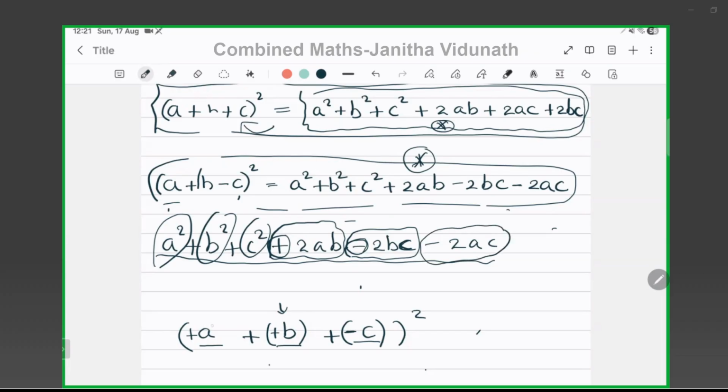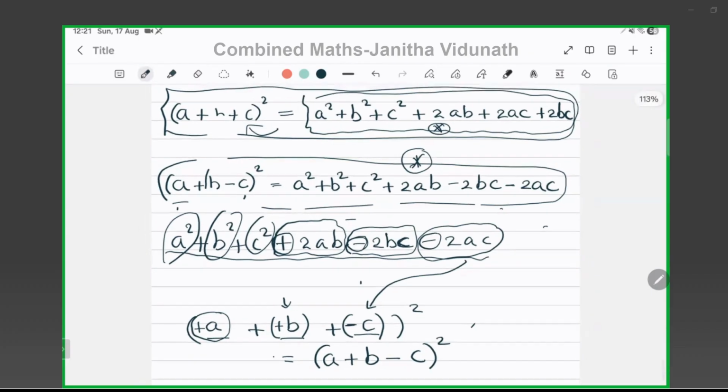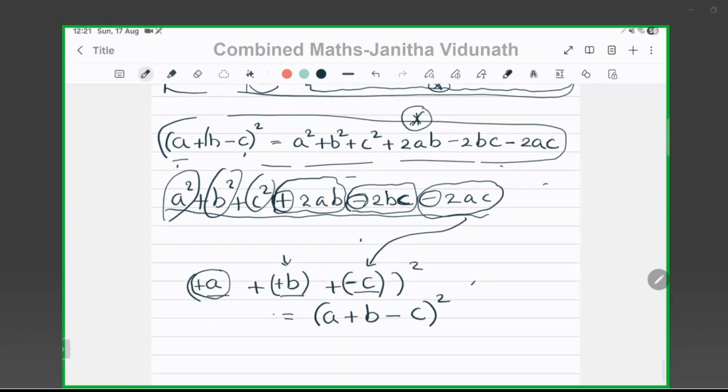Here we found out a is always positive. Then the final result of the a and c term is negative. Then c should be negative so the product of these becomes negative. Then our final result is a plus b minus c whole square. Okay, I will give 1 minute to write this down and explain another two examples for further understanding.